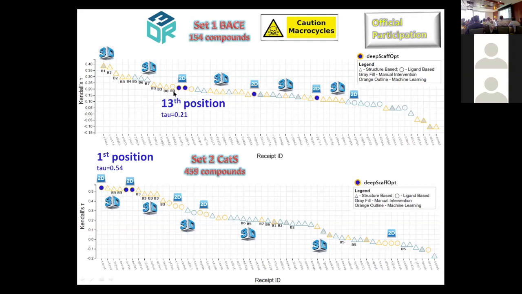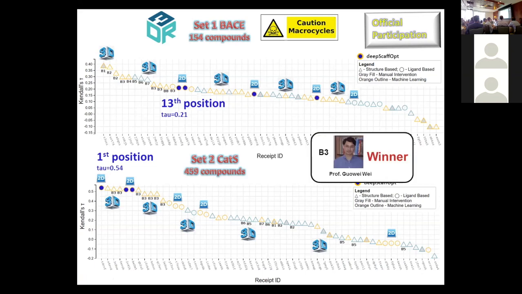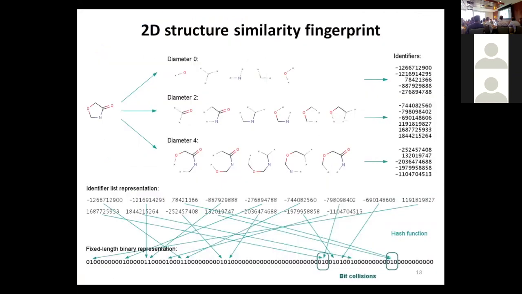And the majority of them did not do well. They did below the average in the cathepsin data set, which means that these methods are not systematically accurate in every system. However, unlike deepScaffOpt, for example, which in the base data set, although 13th, is above the average, and in the second is the top. But if I had to choose a winner for this, or to be fair, I would choose the B3, which belongs to the group of Professor Guo Wei, whose presentation I'm looking forward to watching later.